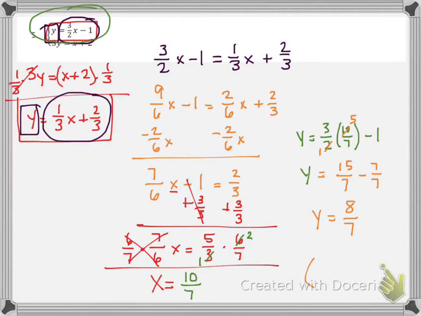The x value is 10/7, and the y value is 8/7. That's where these two lines will intersect, which produces the only point that belongs to both lines is at that intersection, and it's right here, 10/7, 8/7.